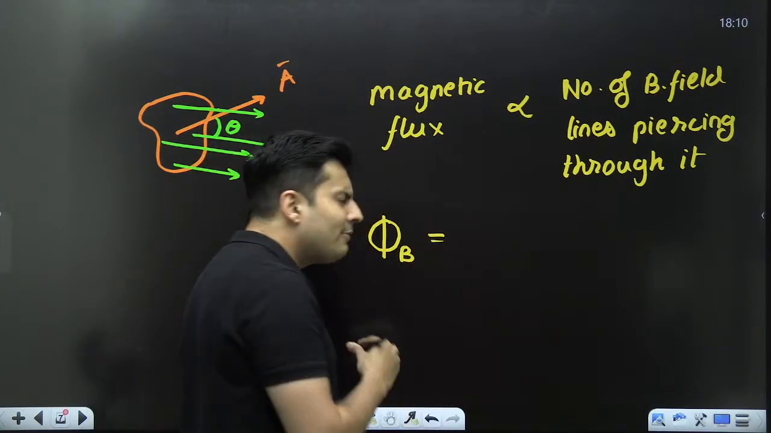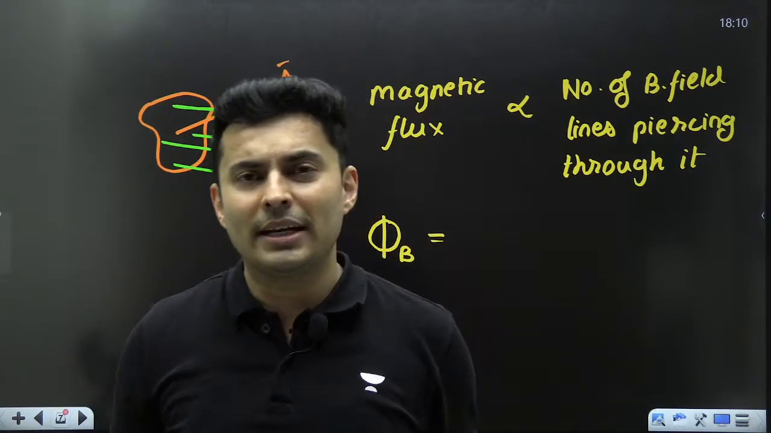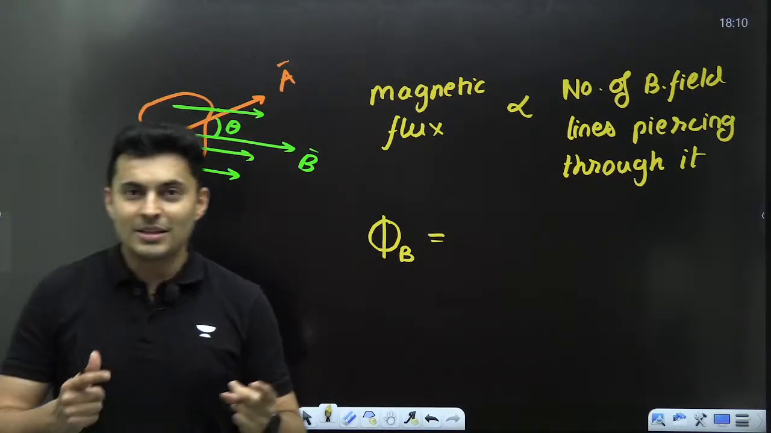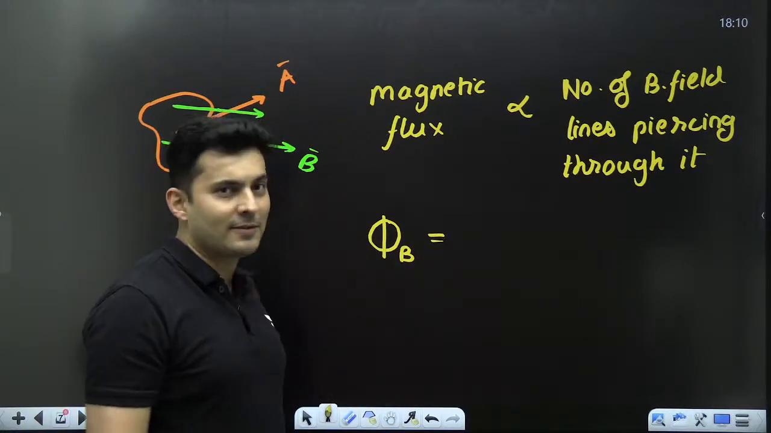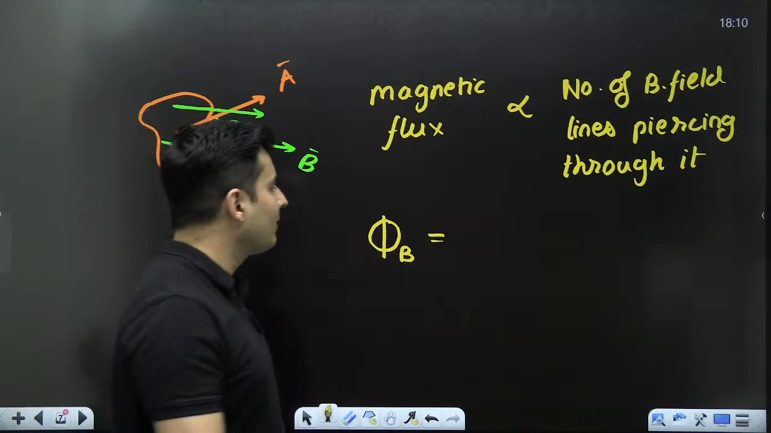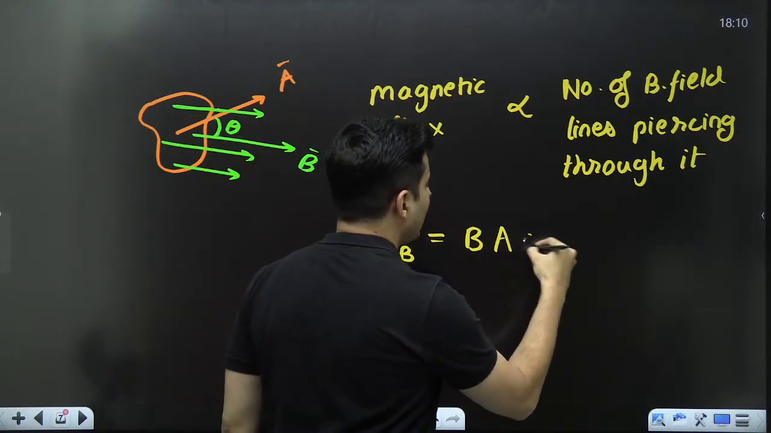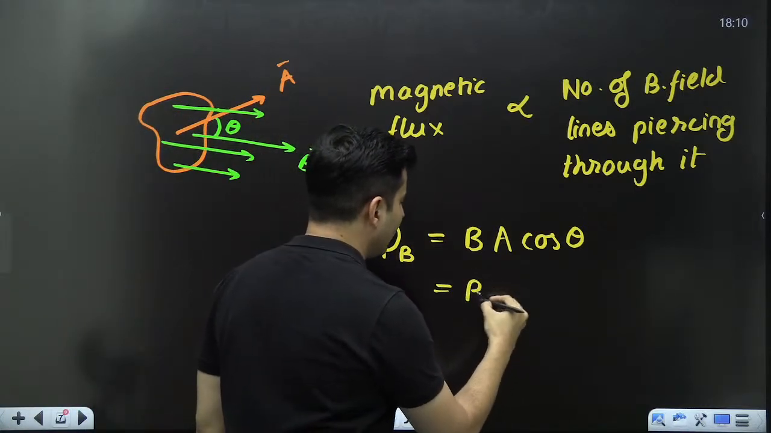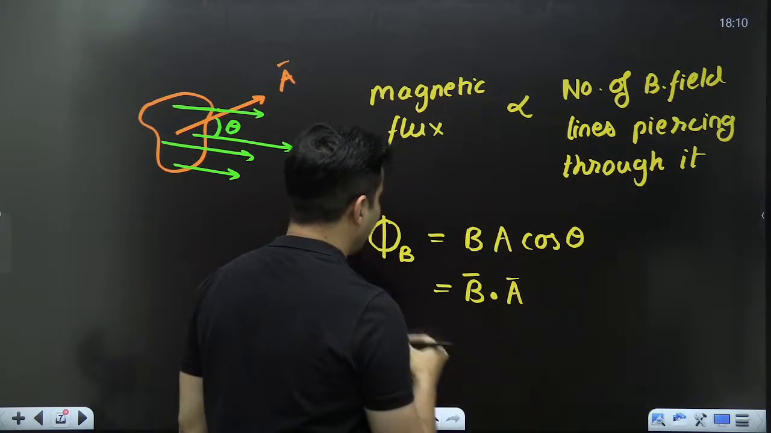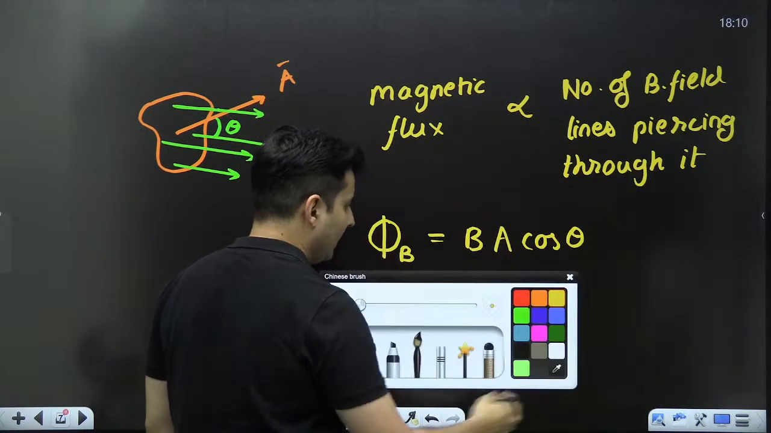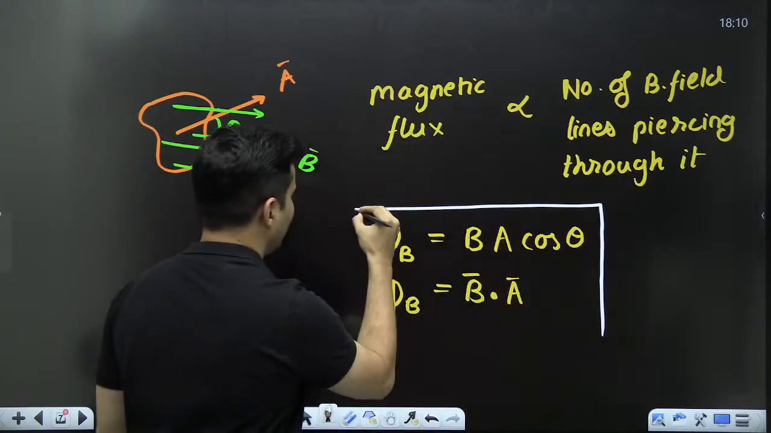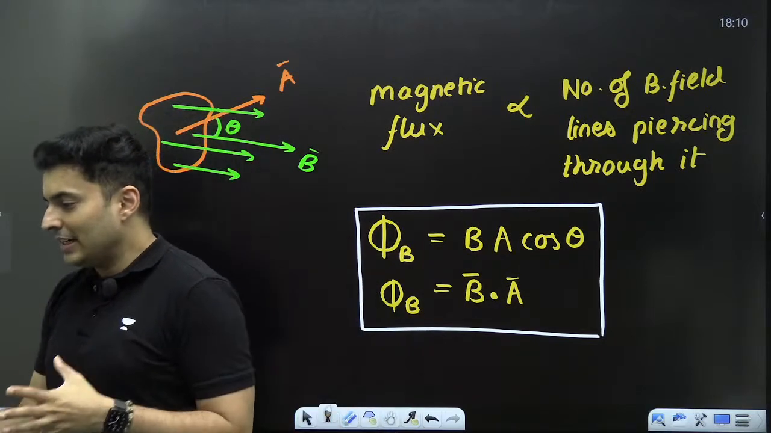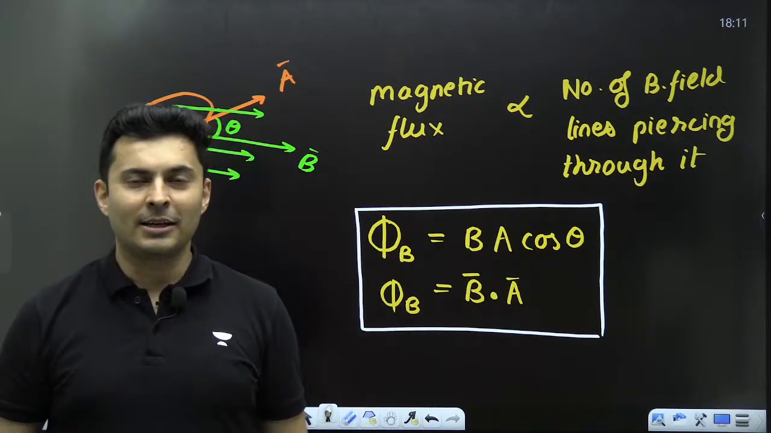Then the formula will be very similar to the electric flux formula. Come on, I want all the students to put the answer in the chat box. Guess the answer. Just like electric flux was E A cos theta, magnetic flux will be magnetic field into area into cosine of the angle between these two vectors, which you can also write as B vector dot A vector. So that is the formula for magnetic flux, something which you should know. Very simple: field into area into cosine of the angle between them.